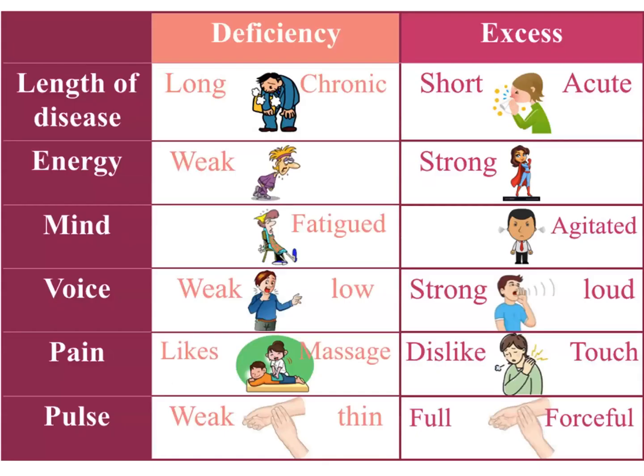So here is a table that will somehow simplify the differences between deficiency and excess. So a deficiency condition will usually be long and chronic, while excess is short or acute. And the patient looks weak in deficiency, fatigued, and the voice is slow and weak. And this patient likes massage so much, and the pulse is weak and thin. For excess, the energy is strong, but the patient's mind is agitated, the voice is loud and strong, and the patient dislikes touch, and the pulse is full and forceful.